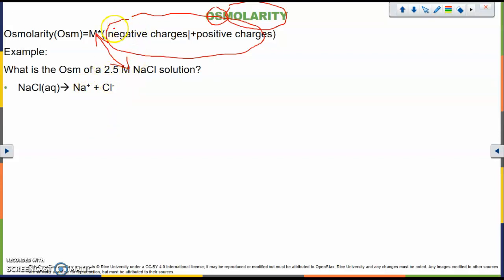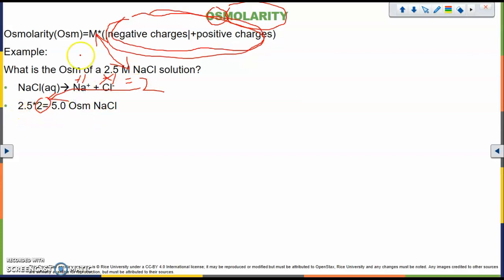However, you can see that these lines mean the absolute value, which means that you actually add 1 plus 1, because the absolute value of -1 is just 1. That's where you get this number 2, because you have a +1 charge and a -1 charge. You completely disregard the negative. That equals 2. This is how you came up with this portion here. So 2.5 times 2. So the osmolarity of a 2.5 molar solution is actually 5 osmolarity for sodium chloride.